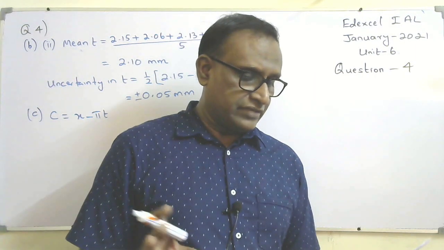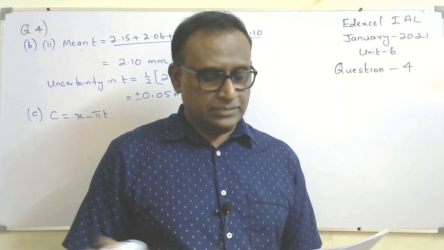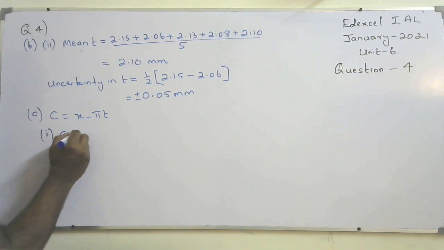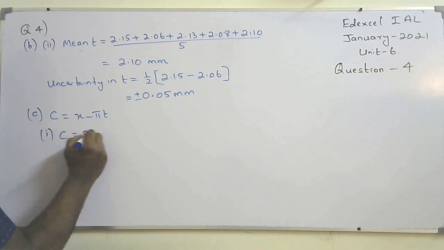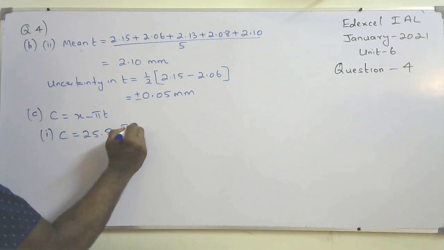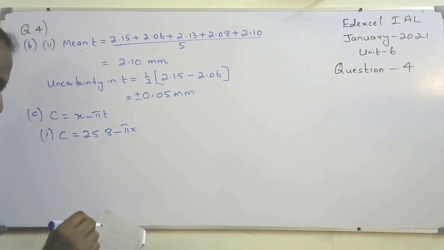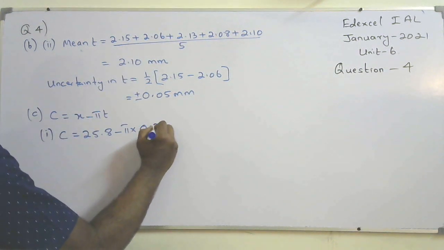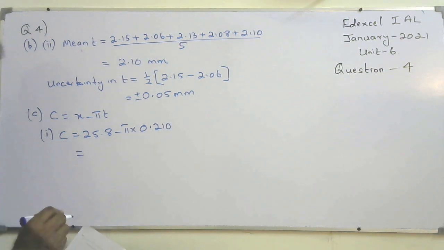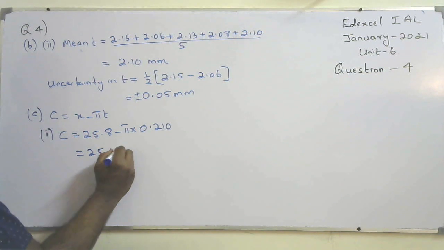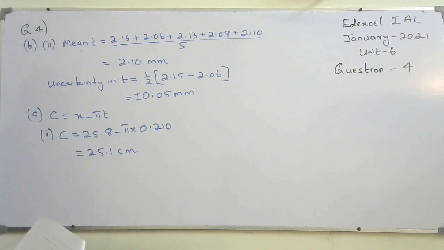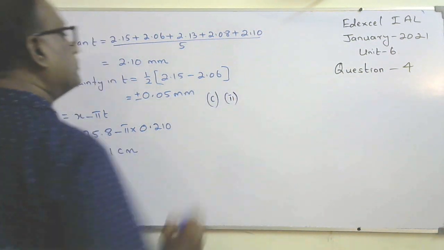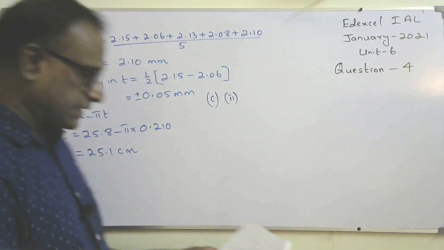So the value of x is given as 25.8 centimeter plus or minus 0.2 with the uncertainty. So C is equal to, substitute 25.8 minus pi into t, which we found, in centimeter, 0.210 centimeter. You will get 25.1 centimeters. Now C part, second part: show that the uncertainty is approximately 0.2.